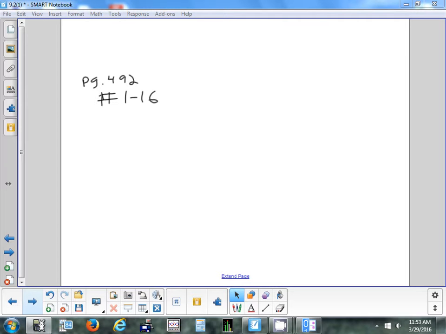Right, so on page 492, it's just 1 through 16 all.